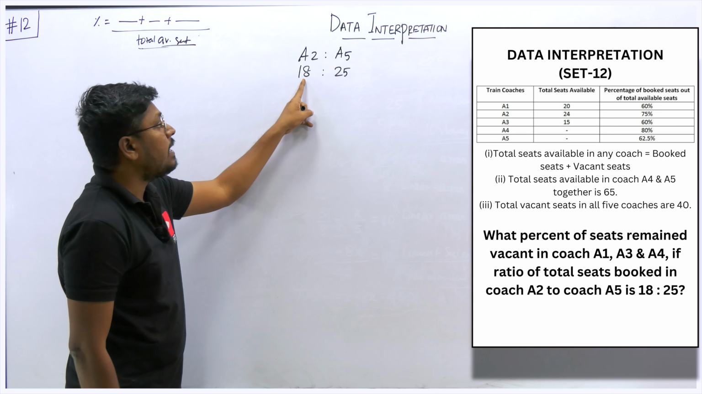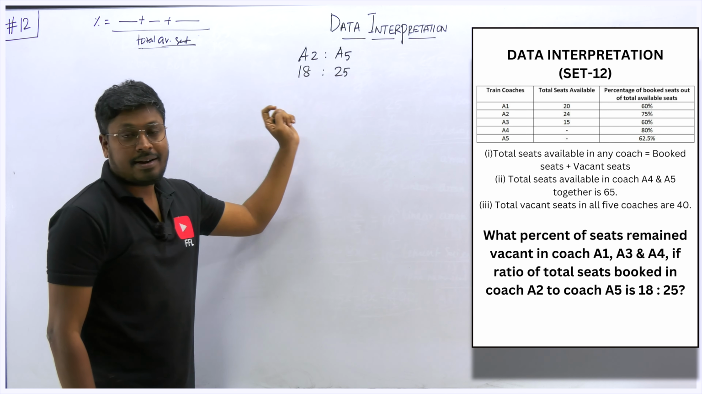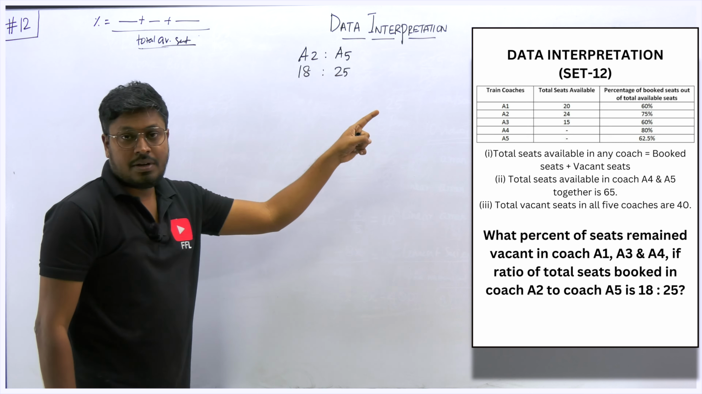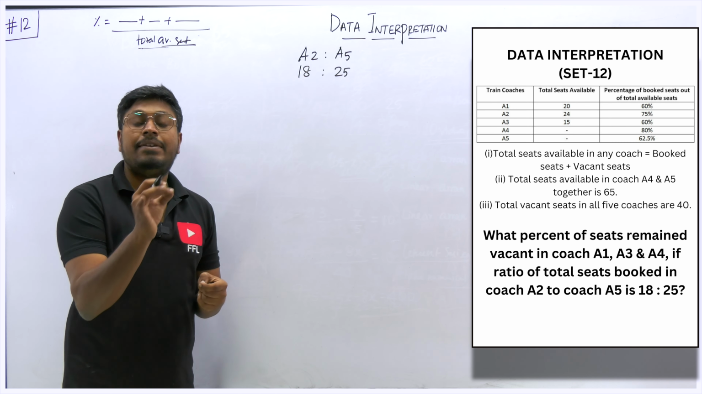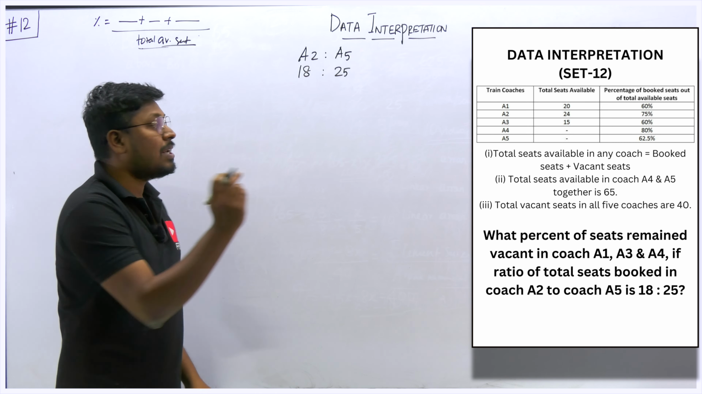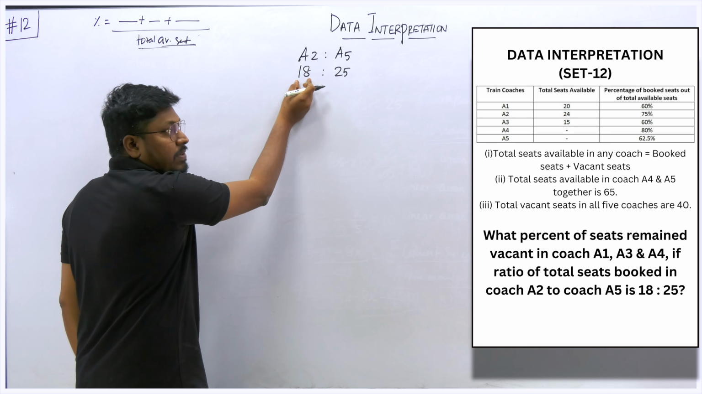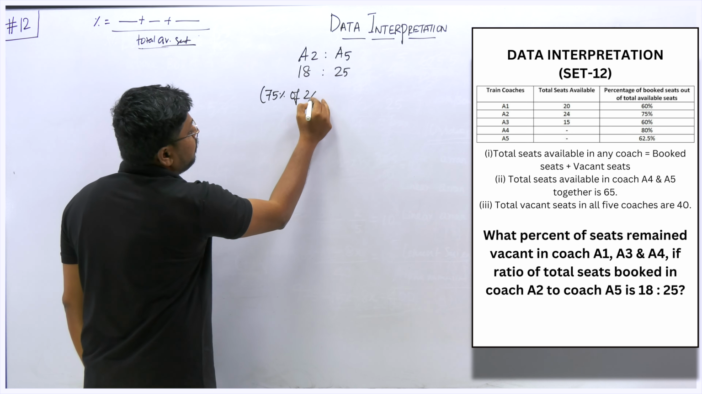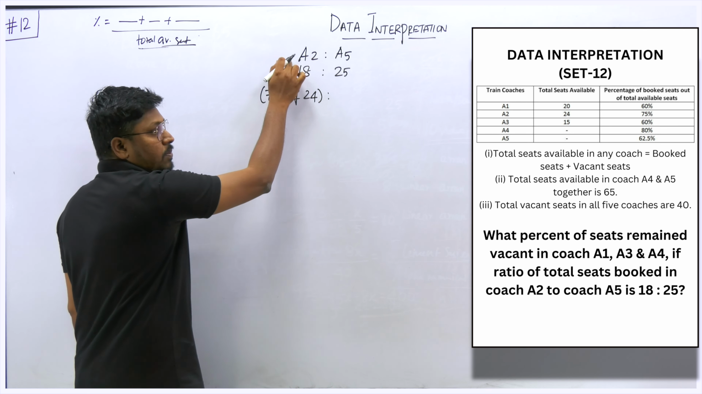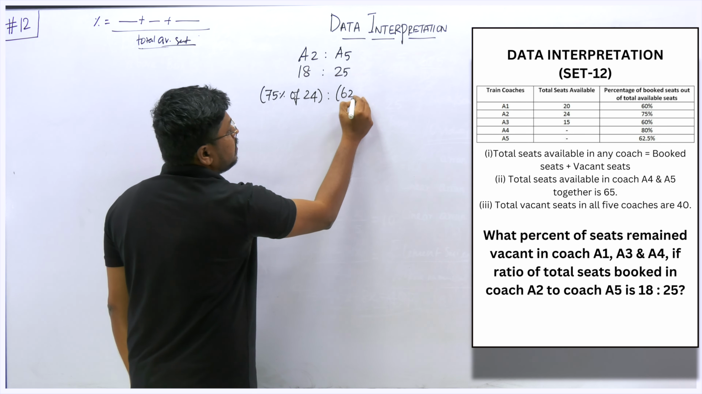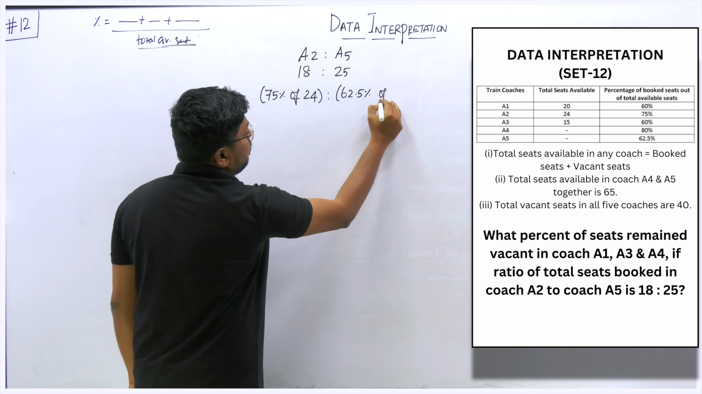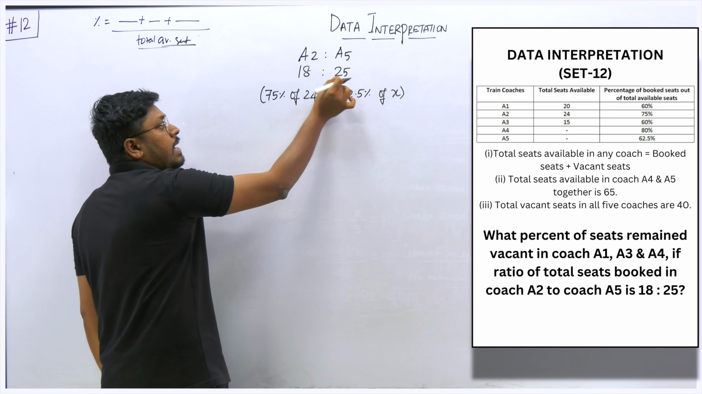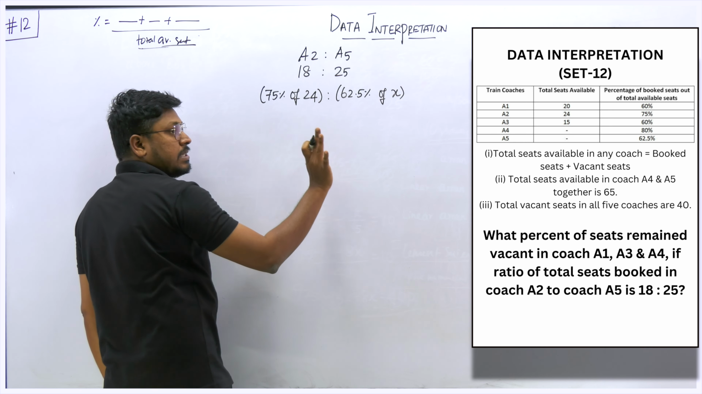First let me target A2, because the A2 value is directly given. In A2, the total available seats are 24. Out of that 24, 75% are booked, so that value will be 18 parts. Which means 75% of 24 seats are booked in A2. Similarly, 62.5% of X has been booked in A5. So that results in 18 parts and 25 parts. Friends, understood or not?